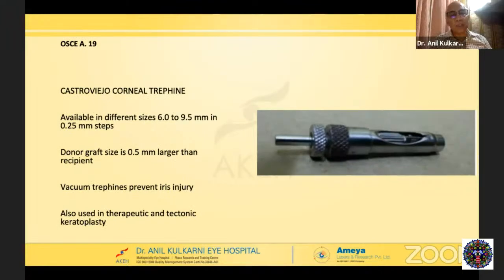This is a Castroviejo corneal trephine, available in different sizes between 6 to 9.5 millimeters in 0.25 millimeter steps. Remember, the donor graft size is always 0.5 millimeter larger than the recipient. The vacuum trephines usually are now more common and they are disposable also. They prevent iris injury so that it doesn't go through and through. It's also used in therapeutic as well as tectonic keratoplasty.